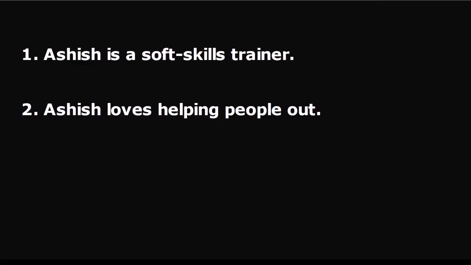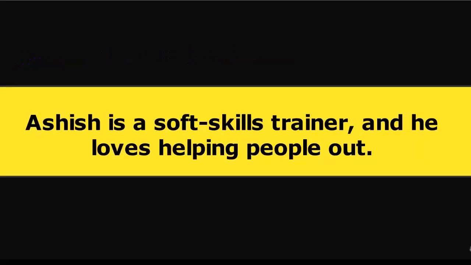So guys, we have two sentences here. Number one, Ashish is a soft skills trainer. And number two, Ashish loves helping people out. And both are true. Now, since they both are related to each other, they both are talking about the same person, and they both are independent clauses. That means they both are complete sentences. I can bring them together and change it to a compound sentence. All I have to do is use an appropriate coordinating conjunction and change these two sentences into one compound sentence. Let's do it.